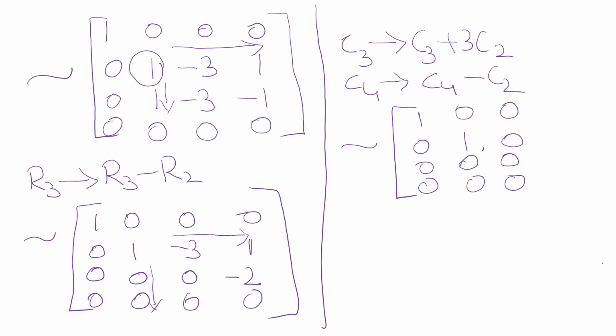Go for the last operation. C4 is C4 minus C2. 0 minus 0 is 0. 1 minus 1 is 0. Minus 2 minus 0 is minus 2. 0 minus 0 is 0. You can see that there is one 0 row here, which we shall try to shift.